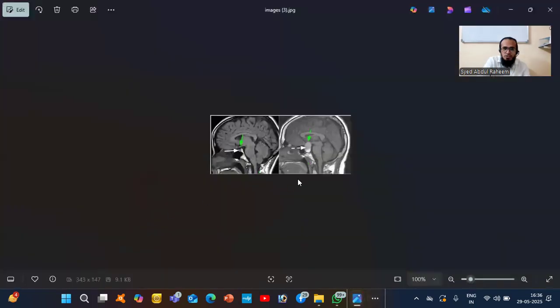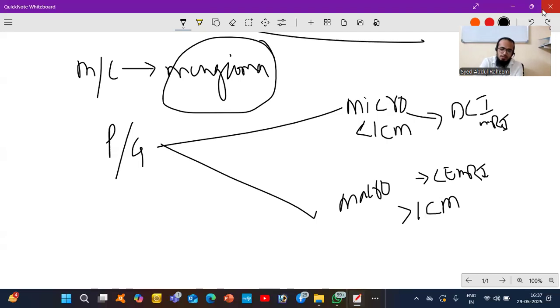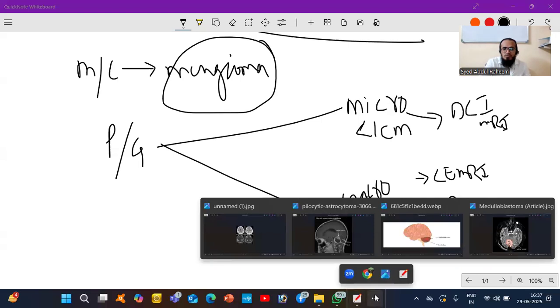You can see this image. You can see that MRI shows macro, mostly larger. It is smaller. So this is mostly DCE MRI. This is how they look. This is CECT MRI. Here CE MRI. Okay. You can see macroadenoma, microadenoma. Okay.